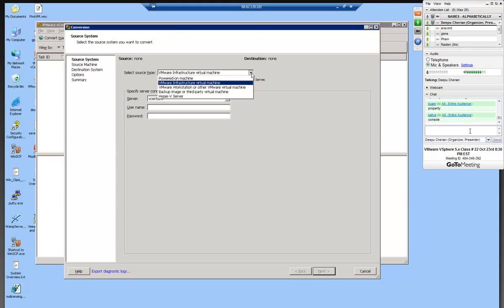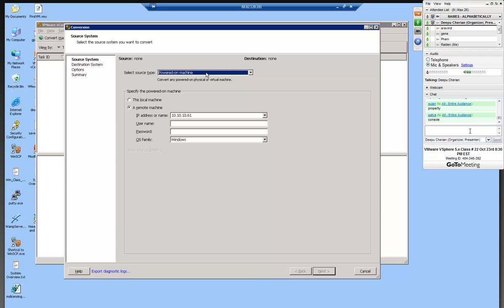There are a couple of things here you need to look at. VMware infrastructure, virtual machine, source type: what are you going to convert? If you want to do a physical server, you should select the powered on machine. You should select this. VMware changed this product a lot. This is the latest product, and this is how it looks. They changed a lot. I like the older ones. I'm not very comfortable with this one, but anyway, this is what it is.